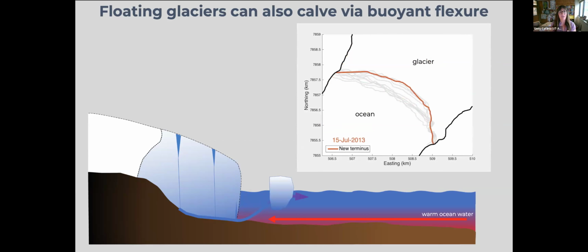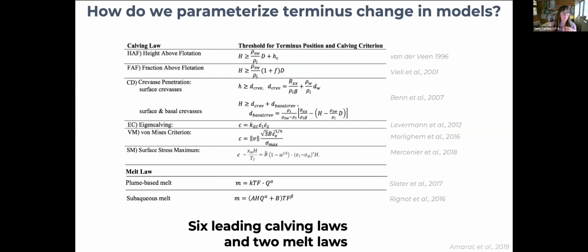And so all of this background is to suggest to you that there's multiple different processes that are occurring in the terminus zone that we all want to try to represent in ice sheet models. And currently, there are 6 leading calving laws and 2 melt laws that are used to parameterize terminus change in models, and they all represent different kinds of physical processes like flotation, crevasse penetration, stress and strain, different relationships for that, and then melting, which is largely a function of subglacial discharge and ocean thermal forcing.